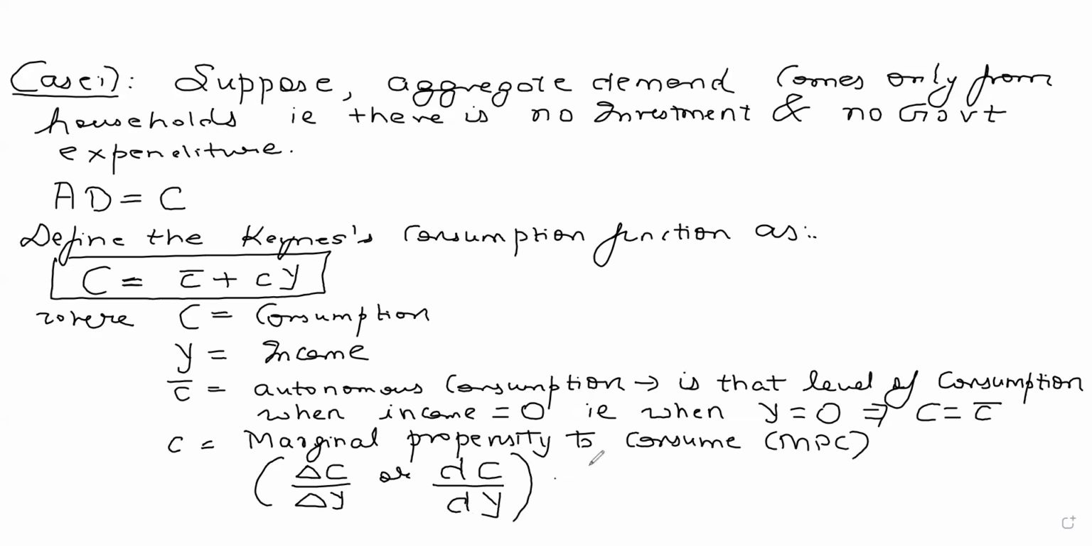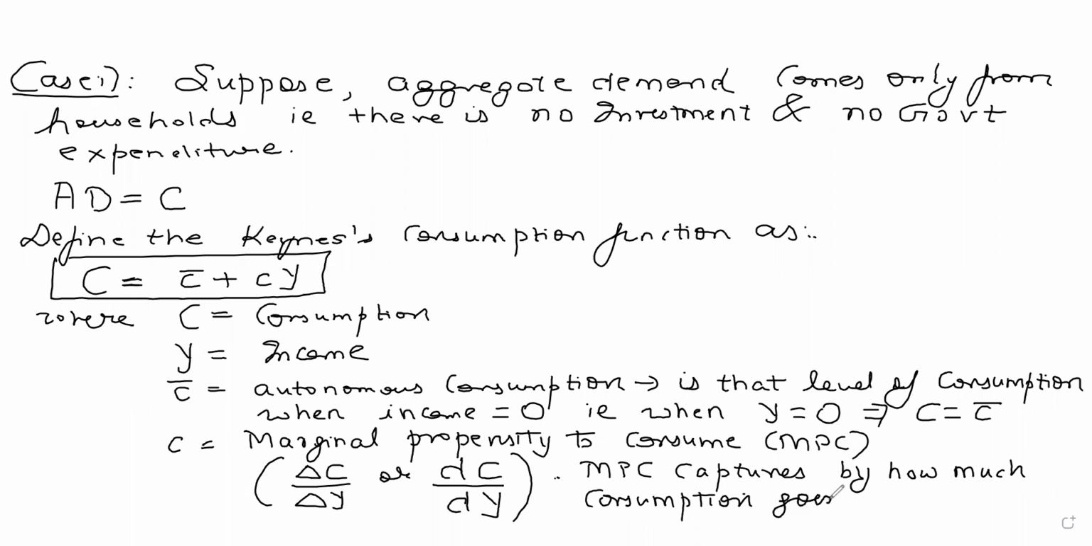So it captures, I can write, MPC captures by how much the consumption goes up when income goes up by $1.